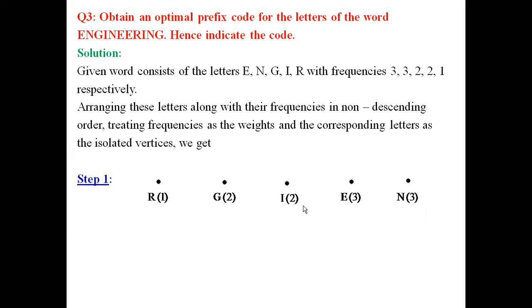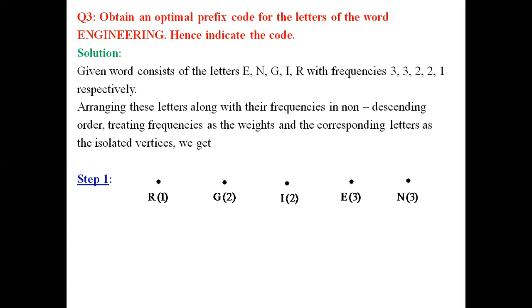Here, both G and I have the same frequencies. So if we want to write down I first, we can write down I and G next. So that is how the optimal tree varies. Writing down varies from person to person, and hence the optimal tree will not be a unique one. And since the optimal tree is not unique, you cannot have a unique answer for optimal prefix code.